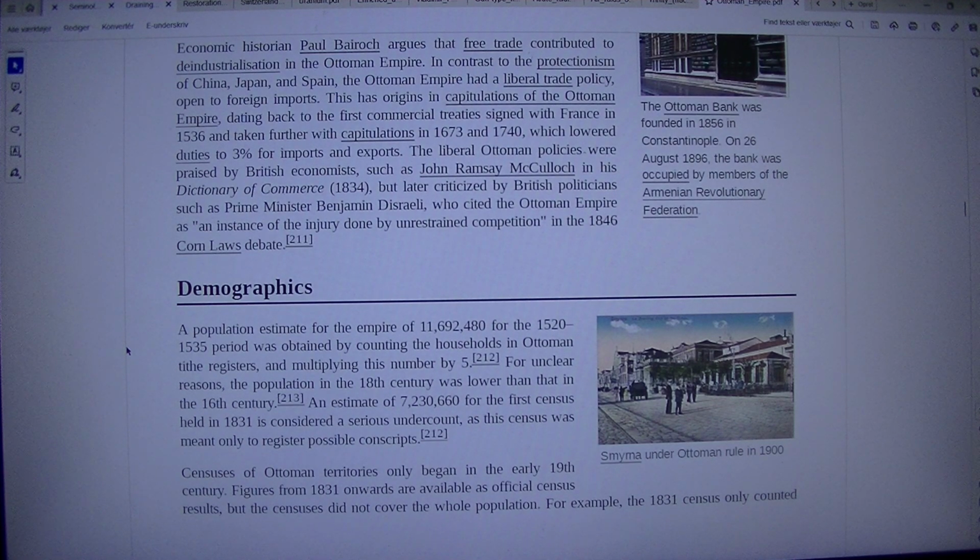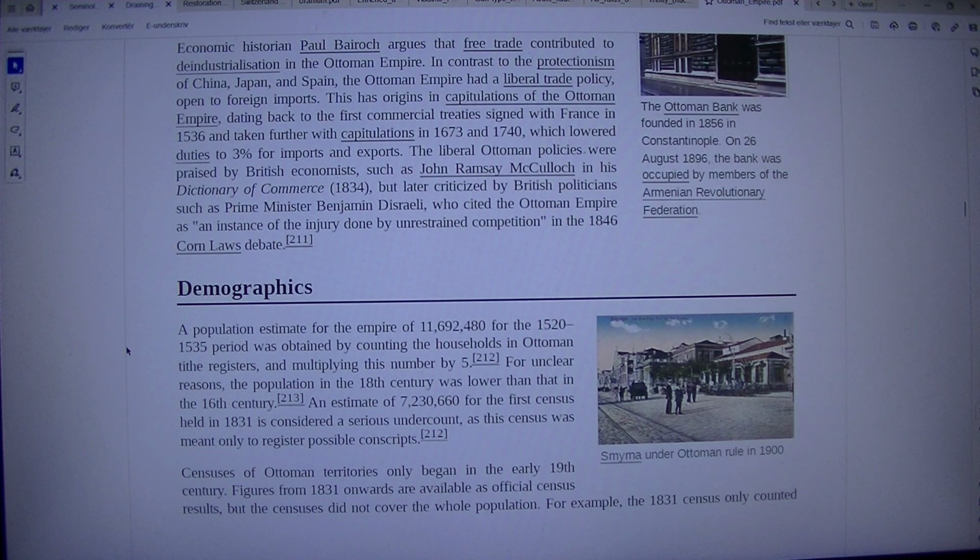Demographics. Smyrna under Ottoman rule in 1900. A population estimate for the empire of 11,692,480 for the 1520-1535 period was obtained by counting the households in Ottoman registers, and multiplying this number by 5. For unclear reasons, the population in the 18th century was lower than that in the 16th century.